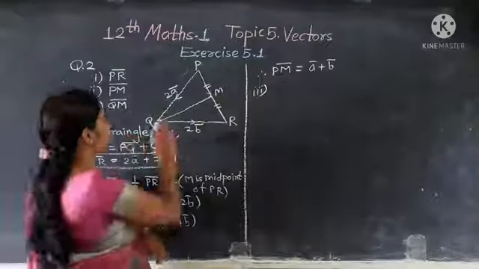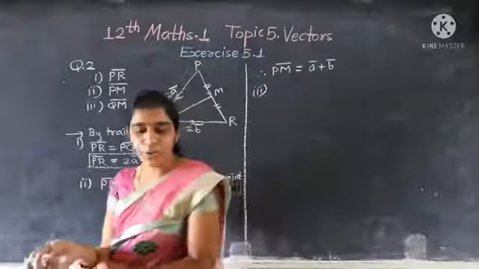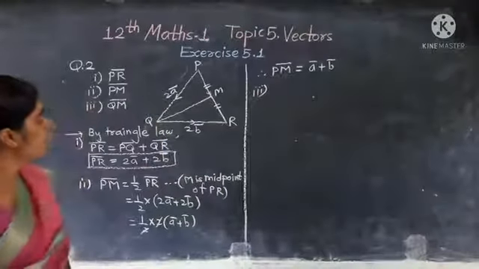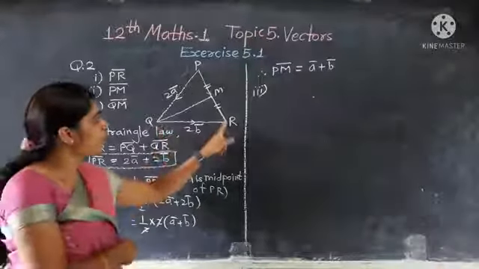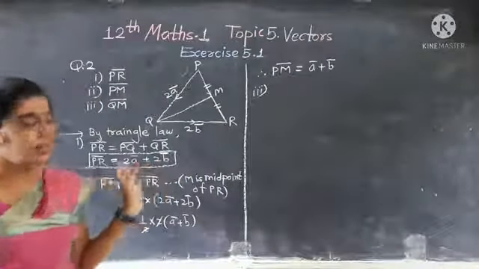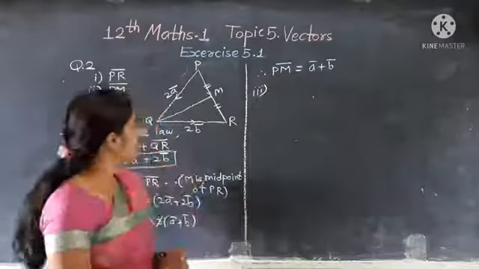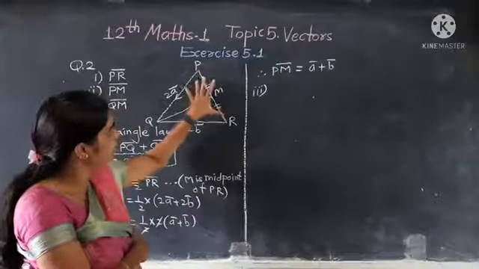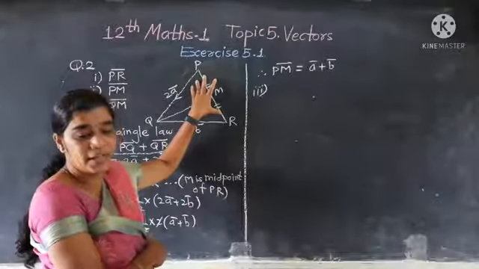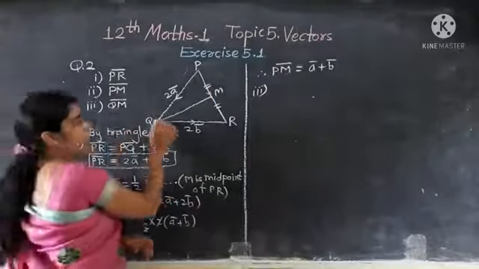Lastly, we find QM bar. See students, how do we find QM bar? We find QM bar as QR bar plus RM bar. So we first find RM bar. How to find RM bar? RM bar is half RP bar. Okay, understand? See, now we want QM bar, means this.